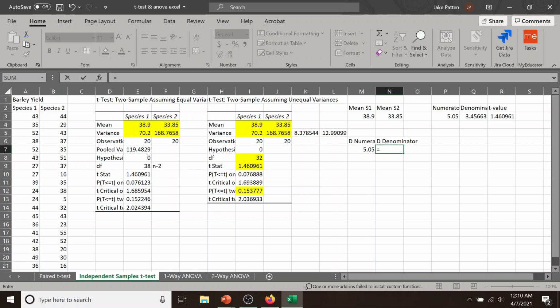And then we can pull that over and get the standard deviation for the second group as well. So in the denominator, all we're going to do is average those two standard deviations, and there we have 10.68477.